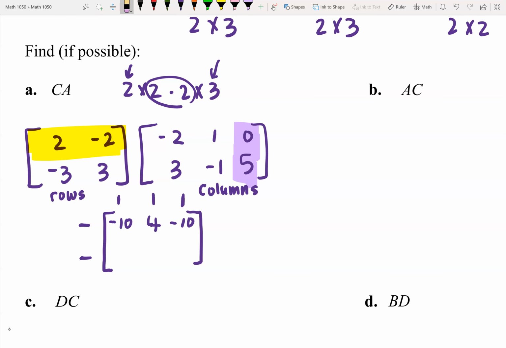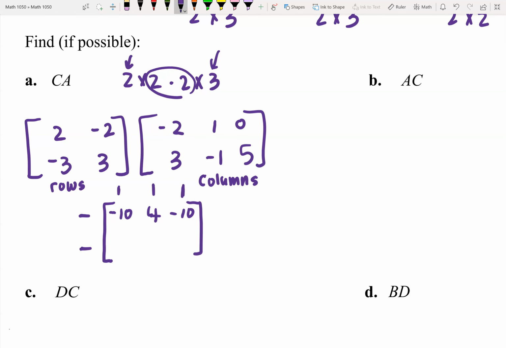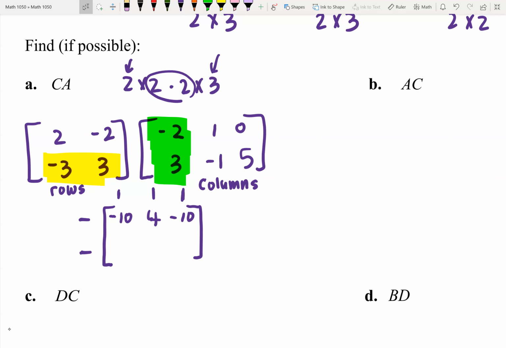So what I do is I do this whole thing all over again, but this time I use this row. I'm going to go this row, this column, and the rotation is exactly the same. You guys, it's always the guy on the right comes down. So negative 3 times negative 2 is a positive 6. 3 times 3 is 9. 9 plus 6 is 15.